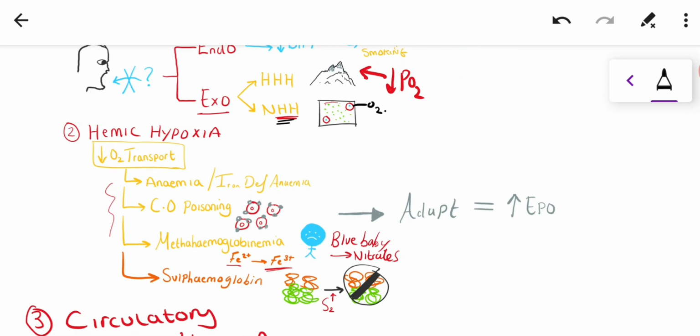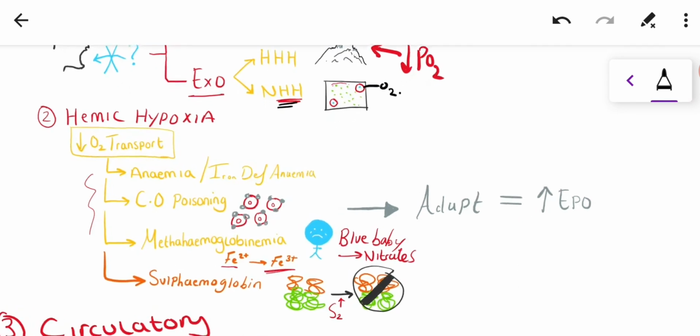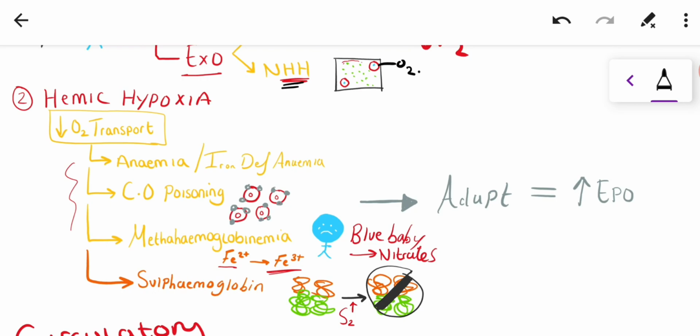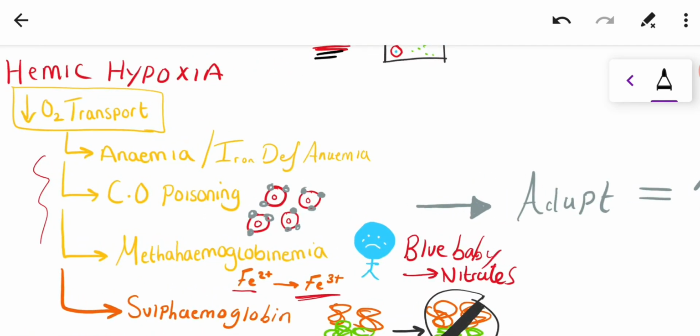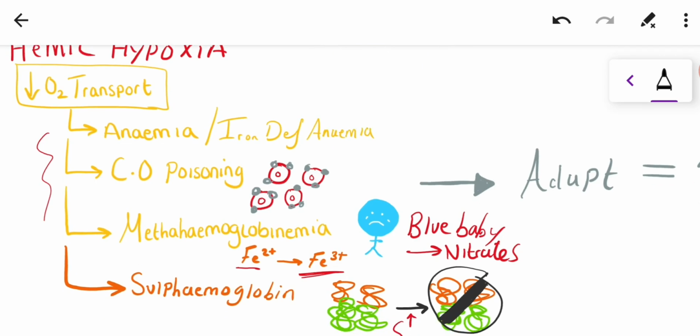Hemic hypoxia. Now this is all about, like I said, oxygen transport. Less oxygen transport. Why? 1, anemia. Makes sense. Less red blood cells, less oxygen being transported and binding to it. Second, carbon monoxide. Carbon monoxide, as you know, has a great affinity and a reduction in the dissociation rate. So less oxygen will bind, less oxygen will go to the tissues.